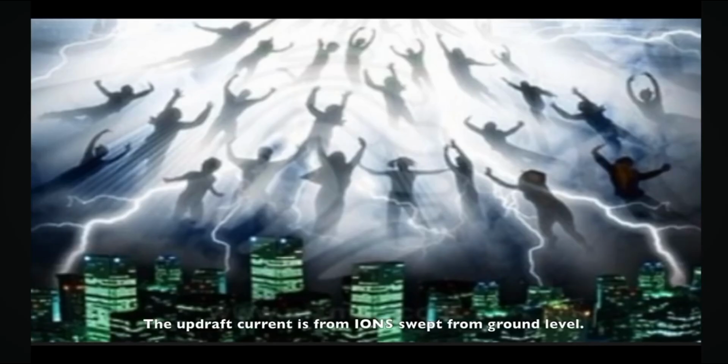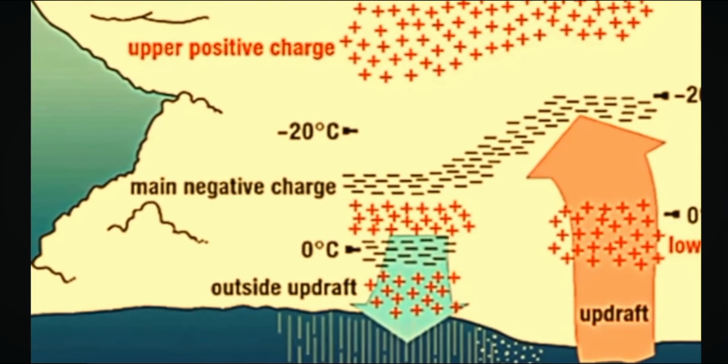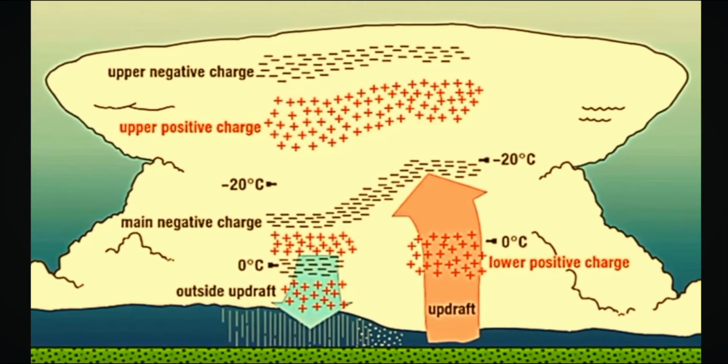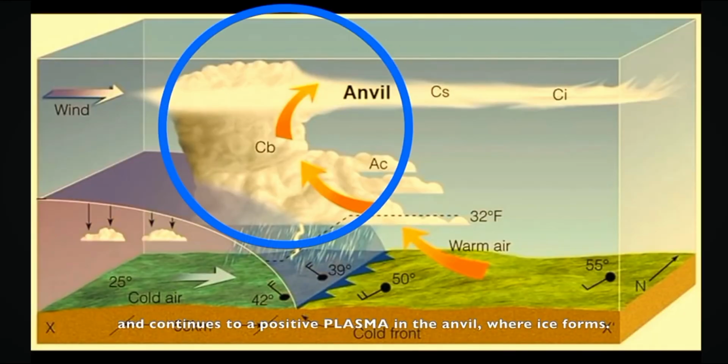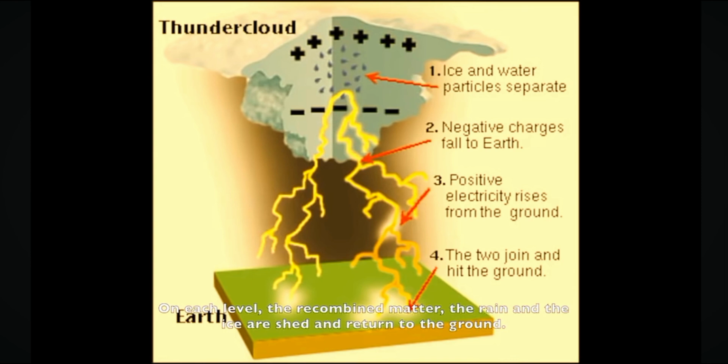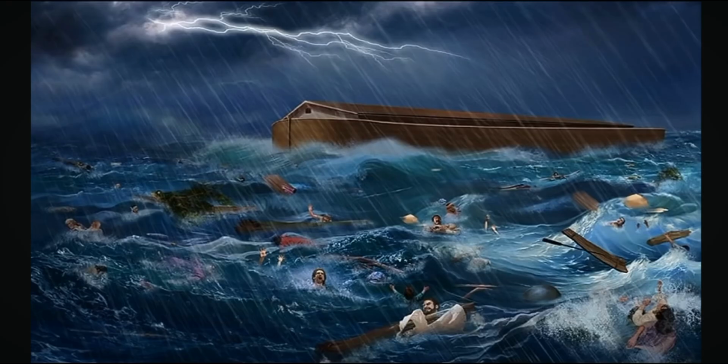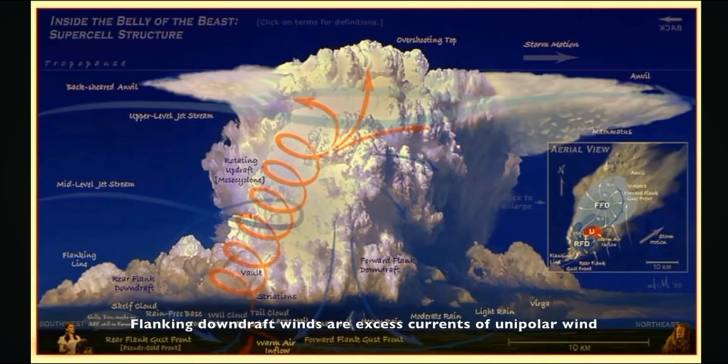The updraft current is from ions swept from ground level. It loops through a negative plasma low in the cloud where condensation occurs and continues to a positive plasma in the anvil where ice forms. At each level, the recombined matter, the rain and ice, are shed and returned to ground. Flanking downdraft winds are excess currents of unipolar wind that complete the storm's looping circuit to ground.